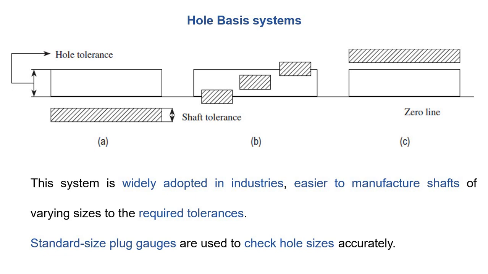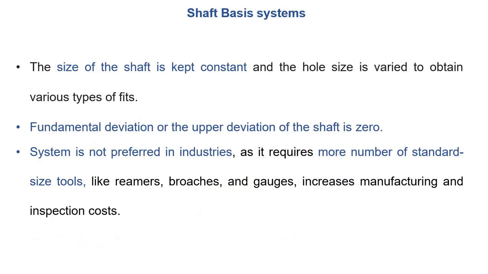Standard size plug gauges are used to check the hole size accurately. Also, the checking of the hole is more convenient in the case of the hole basis system. So we are utilizing the hole basis system in our industries. Then what is meant by shaft basis system? The size of the shaft is kept constant and the hole size is varied to obtain the various types of fit. That system is known as the shaft basis system.